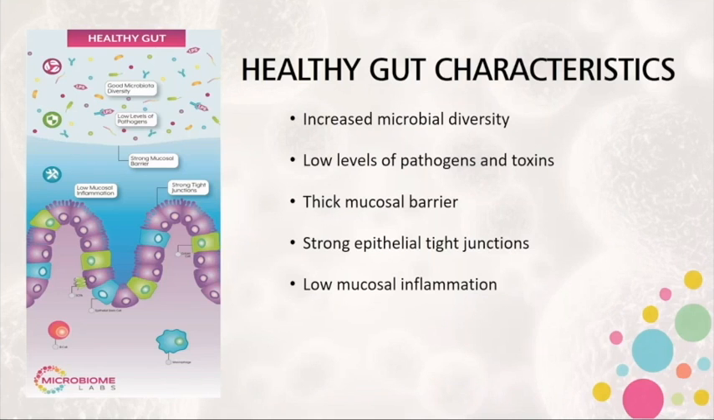Let's start by going over what some of the healthy characteristics of a gut are. And we'll be coming back to this illustration quite frequently throughout the presentation. It's a really nice depiction of what the healthy gut looks like. So you can see that in a healthy gut, there's good microbial diversity, there's low levels of pathogens, which are bad bacteria, and toxins. The mucosal layer is nice and thick. The tight junctions between the cells are strong, and there's a low level of inflammation.